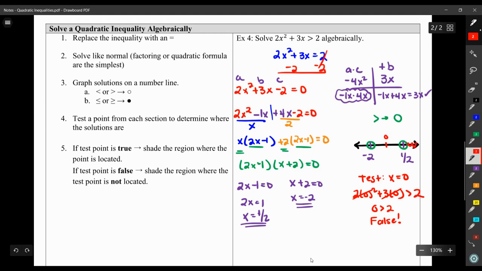So that means my shading actually has to be outward, not inside the boundary. So in this case, the shading is outside of the boundary because 0 was not a solution.